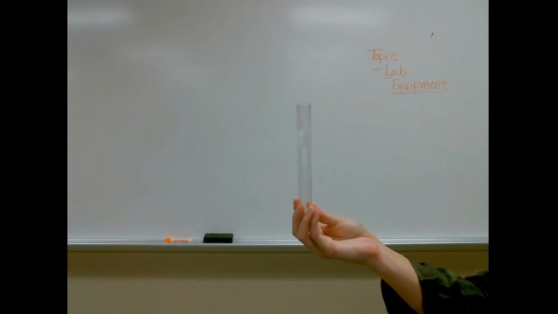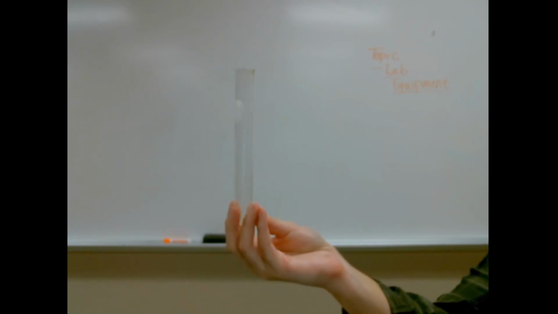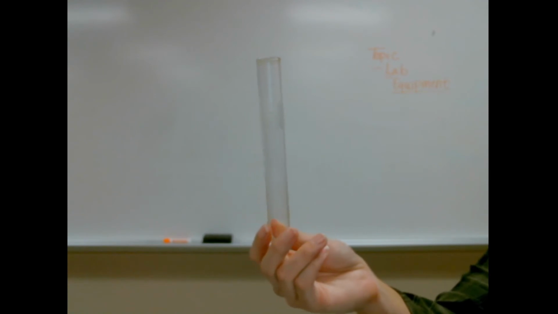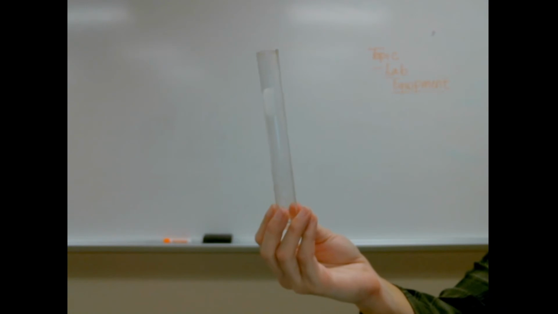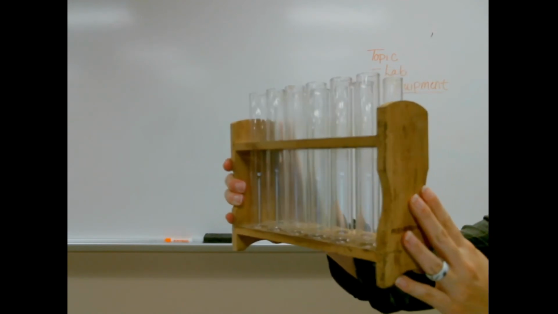The most iconic lab equipment is a test tube. They have many uses. They can be used to hold materials, mix materials, watch reactions. They're pretty spiffy. And then here we have a test tube and a test tube rack.